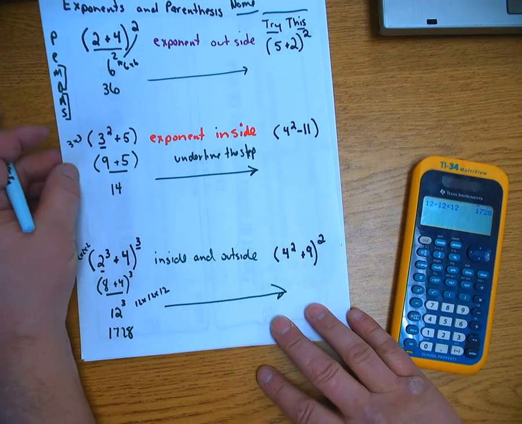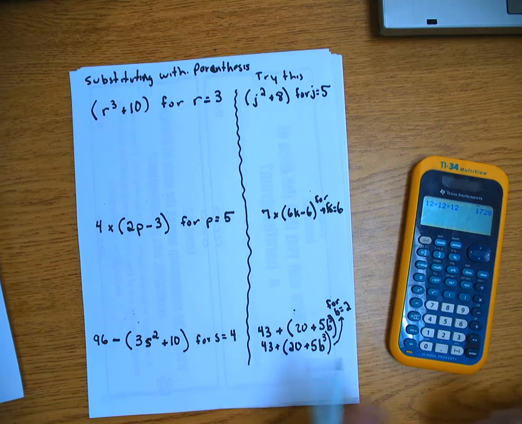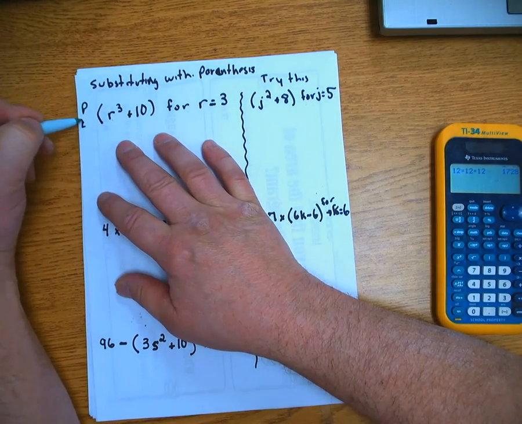Okay, that's parentheses just with numbers. Now we're going to try substituting with parentheses. Process is the same once we get the numbers in place.